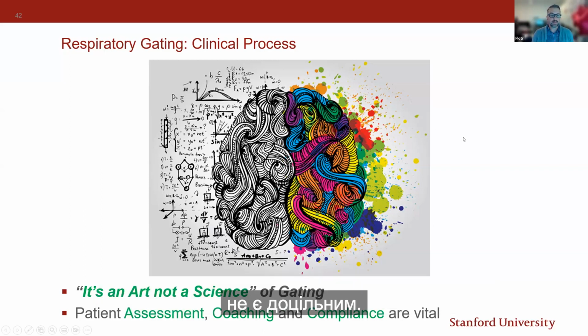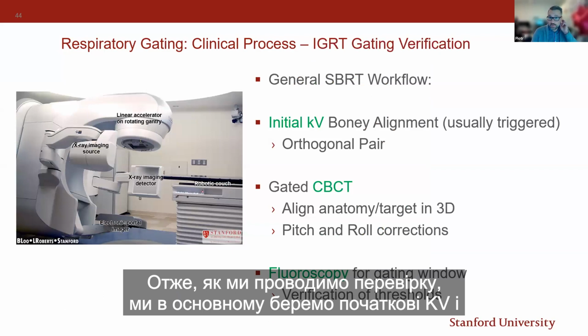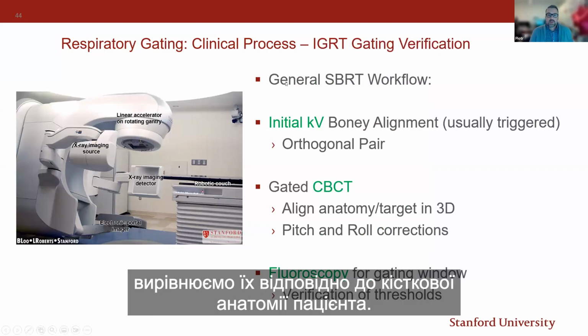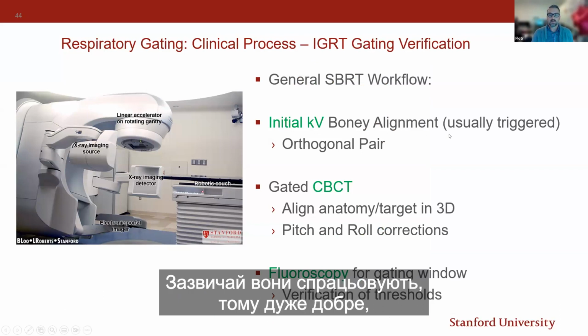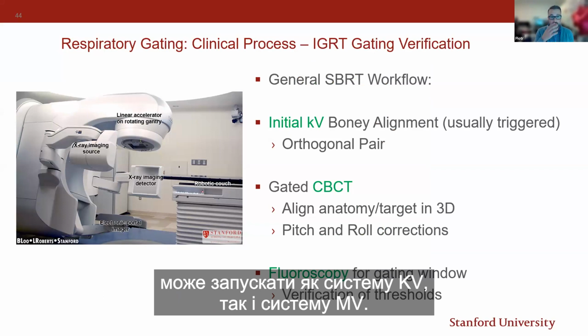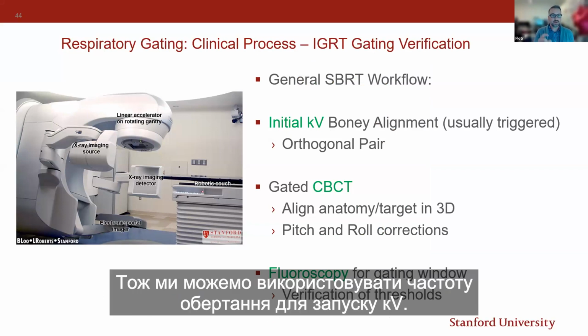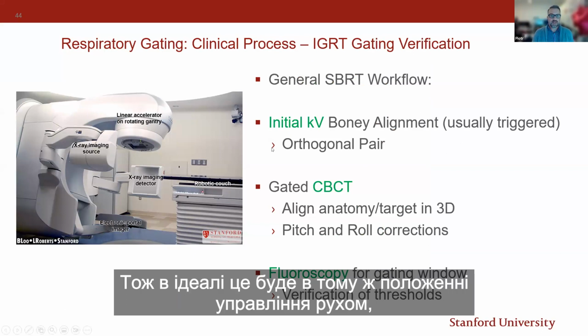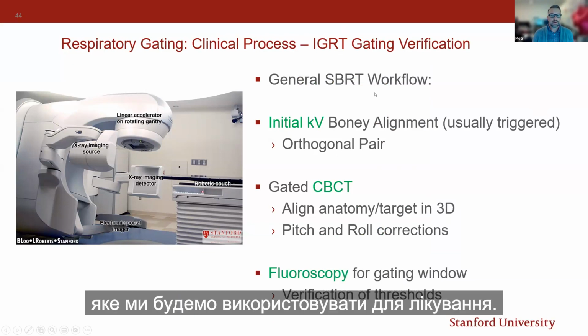So how we do our gating verification is we'll take initial KVs and align them to their bony anatomy. Usually these are triggered, which is very nice. The Varian system, because it's all one system, can trigger both the KV system and the MV system, so we can use the RPM to trigger our KVs. Ideally, this is in the same motion management position as we would be using for treatment.